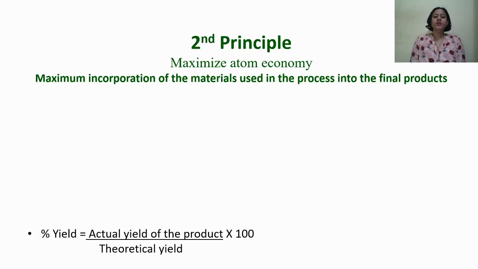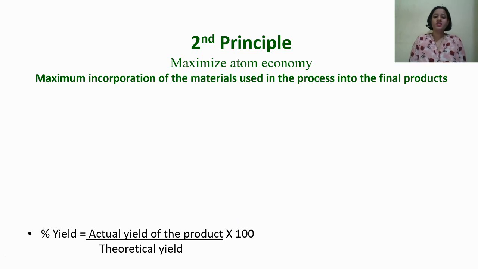Now let us come to the second principle of green chemistry. This is about maximizing atom economy. This principle states that there should be maximum incorporation of the materials used in the process into the final product. Now, before we see what atom economy means, let us first see what is percentage yield.